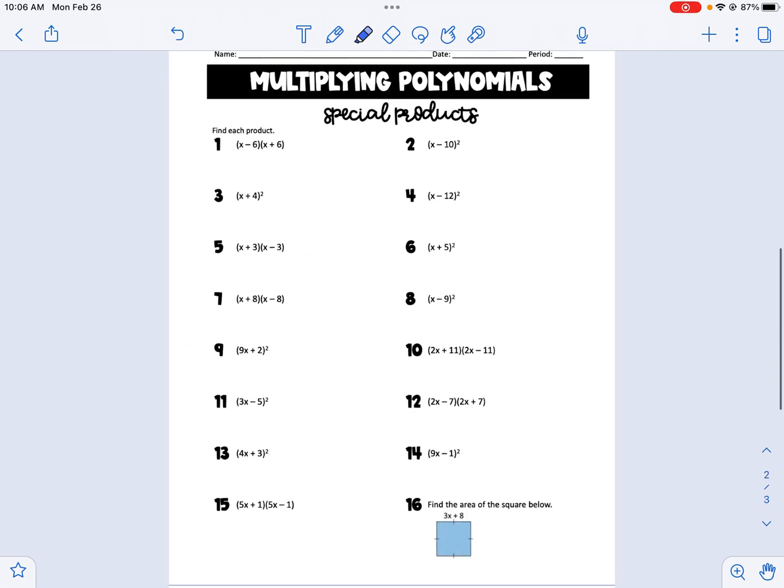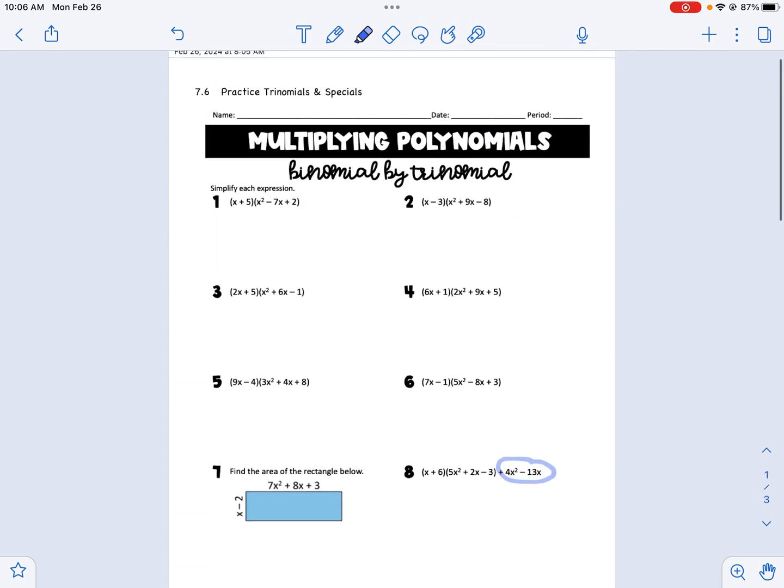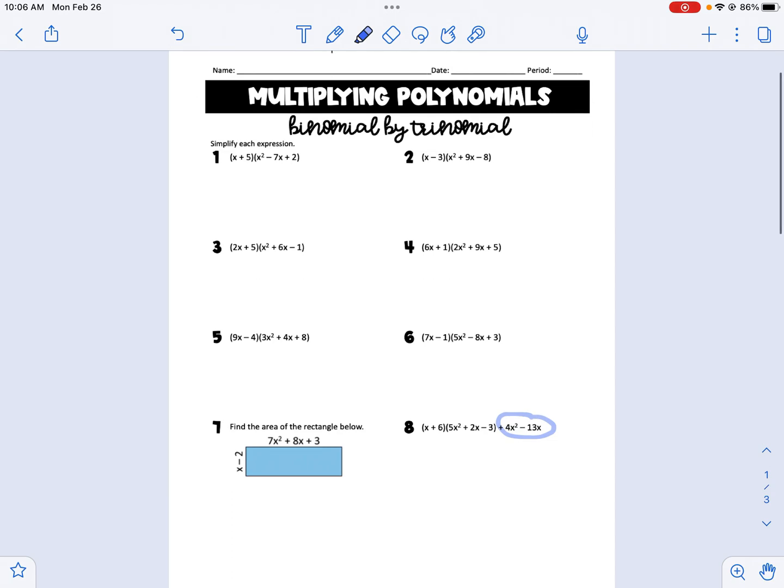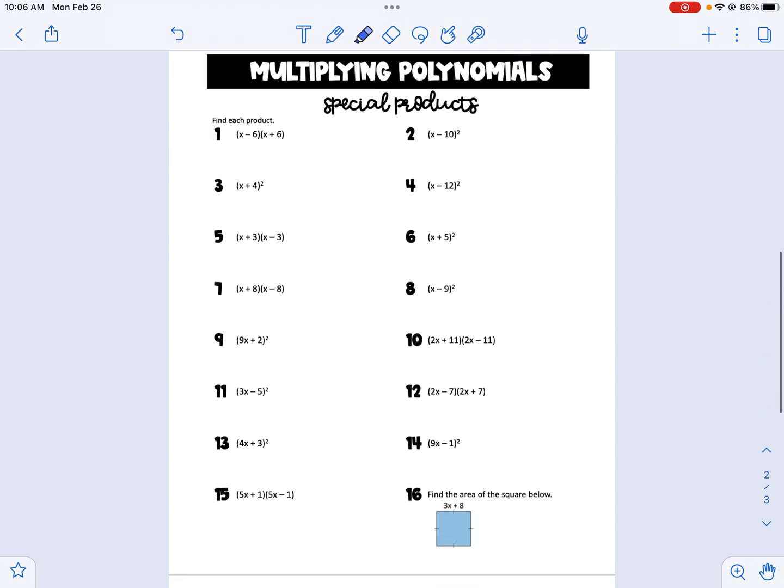And then the second page is all specials. So again, I expect every bit of work shown on this page. This page, only show the work on the ones that you need a little extra help on. If you can automatically identify how to do that one, you do not have to show work.